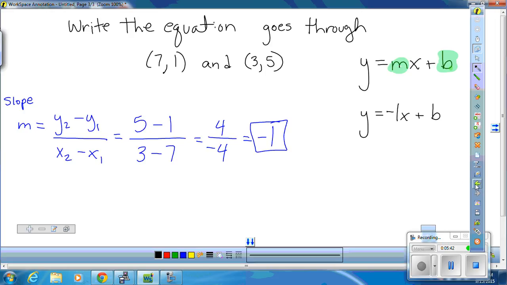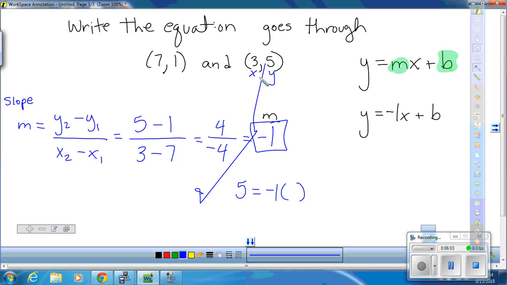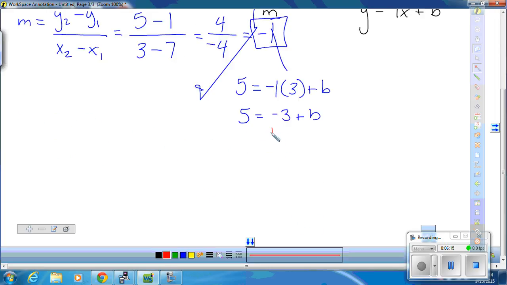Well, now we're back to the exact same situation we were in before. We know the slope, we know the m. I have an x and I have a y. Actually, I have 2 x's and 2 y's. So I could use this point or I could use this point. It doesn't matter. So if I just take that y value, 5 is equal to m, which we said was negative 1, times the x value, which we said was 3, plus b. So now I'm going to get 5 is equal to negative 3 plus b. The opposite of negative 3 is positive 3, so I'll add 3 to both sides. I'm going to get that b is equal to 8.